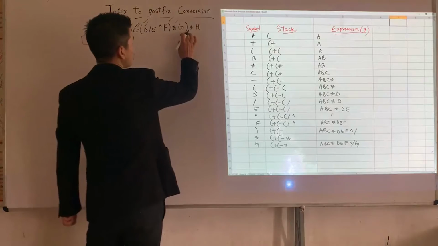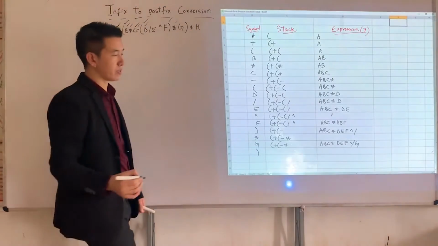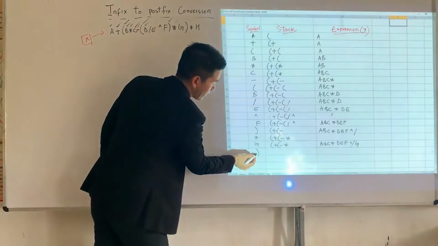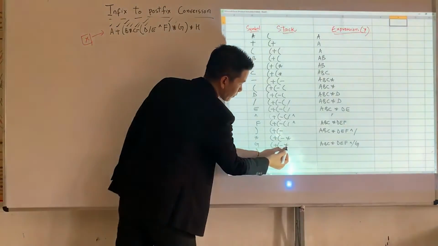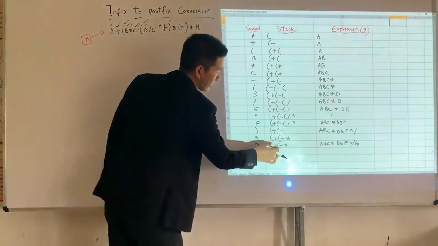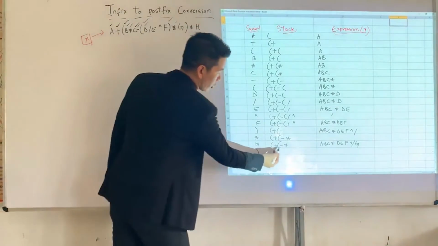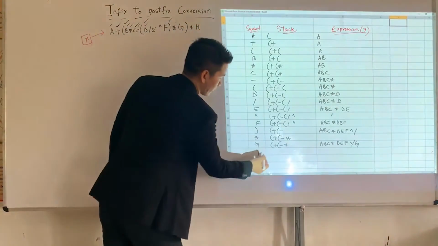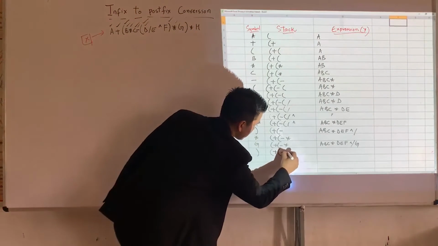And then after G, we have this closing parenthesis. Remember, if the symbol is the closing parenthesis, we need to pop the individual elements and add them to the expression until the opening parenthesis, or the left parenthesis. You can actually call it left parenthesis, right parenthesis, right? So initially, it'll be like this.